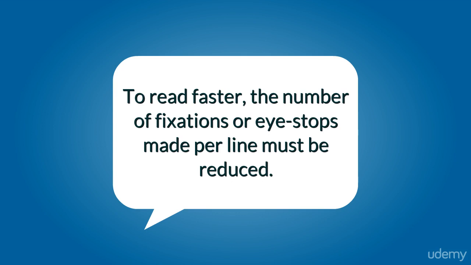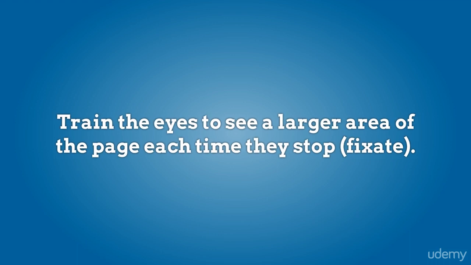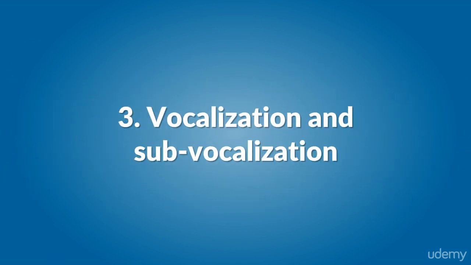Now, to reduce the number of fixations, it is necessary to train the eyes to see a larger area of the page each time they stop or fixate. With proper training and practice, it is possible for any individual with normal vision to increase the vision span. In future lessons, I will share with you exercises and drills, but I want to give you this information gradually. The third habit: vocalization and subvocalization. An important bad habit to get rid of, and I'm going to cover it in the next lesson.